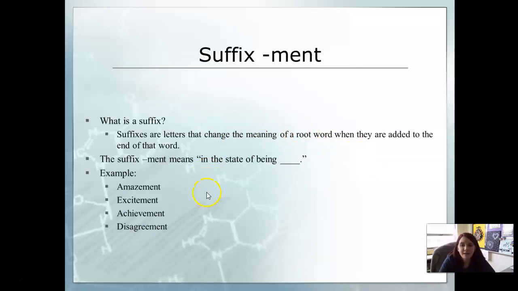The suffix ment. Suffixes are letters that change the meaning of a root word when they're added to the end of a word. So the suffix ment means the state of being. So amazement, excitement, achievement, and disagreement.